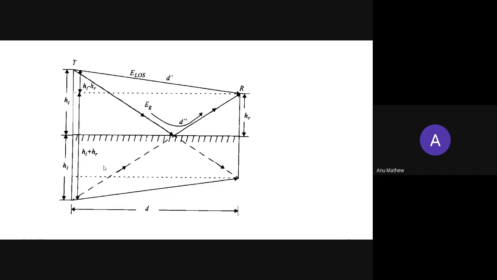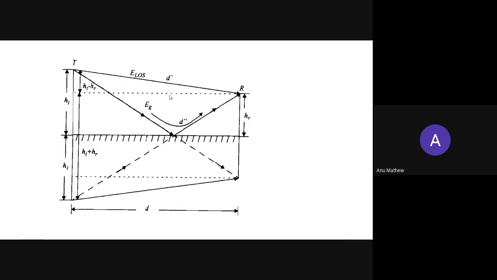We are taking this, that is (HT minus HR) the whole square. This portion we are taking (HT minus HR) the whole square plus d square. So this is the hypotenuse d double dash, and this is HT minus HR, and this is d. So (HT minus HR) the whole square plus d square equal to d dash square.